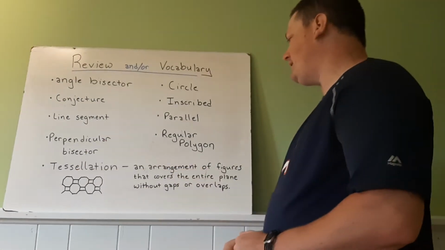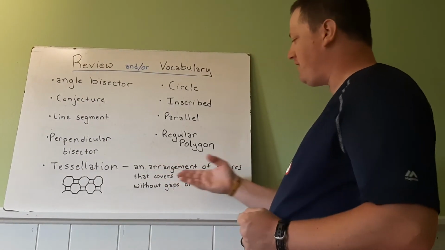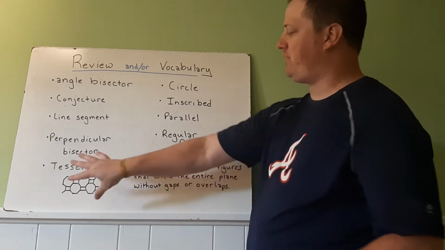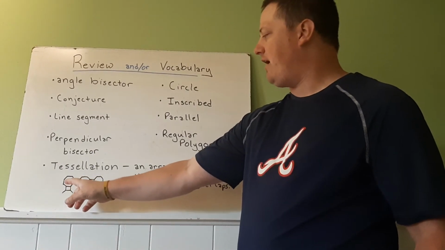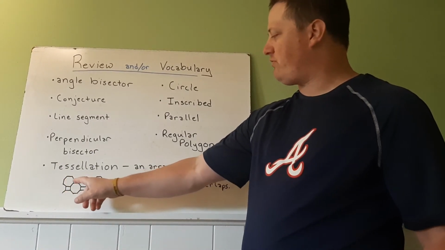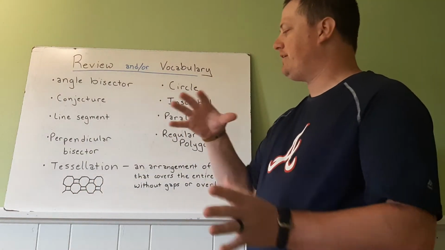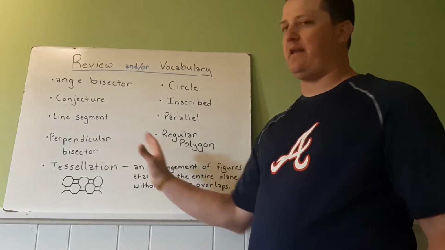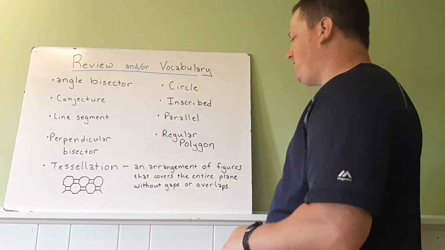And then our last one here is tessellation. Now this one's kind of new. It's an arrangement of figures that covers the entire plane without gaps or overlaps. So I have kind of a small plane here. And if you notice, I have octagons and squares, and putting them together, they just kind of build to make more octagons and squares. And we could continue this pattern both ways. We would never get anything other than octagons and squares.